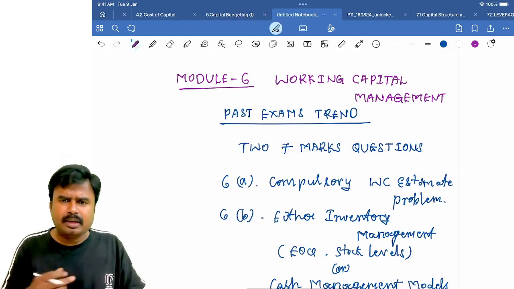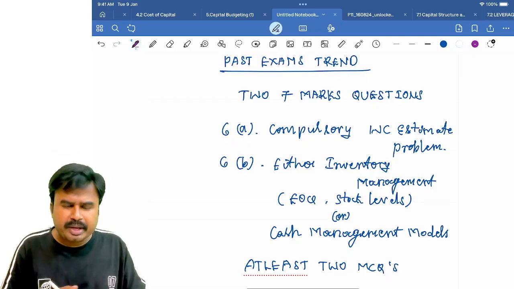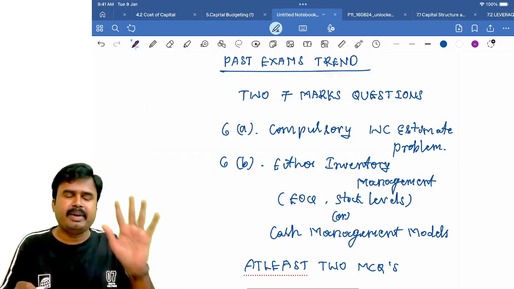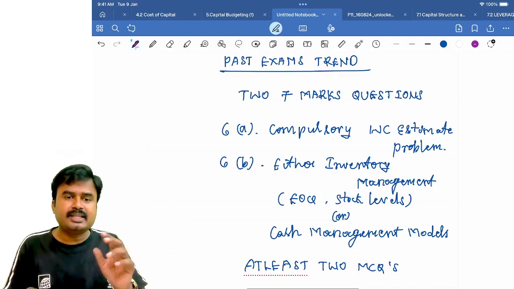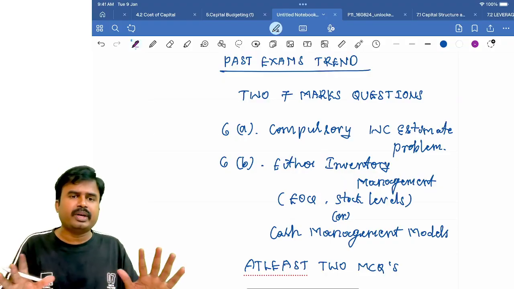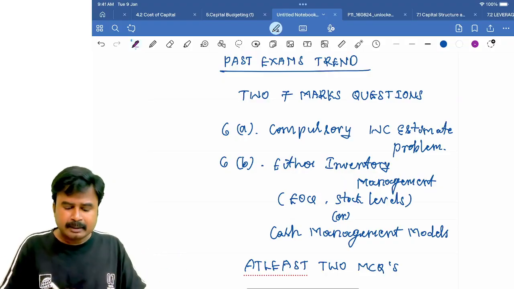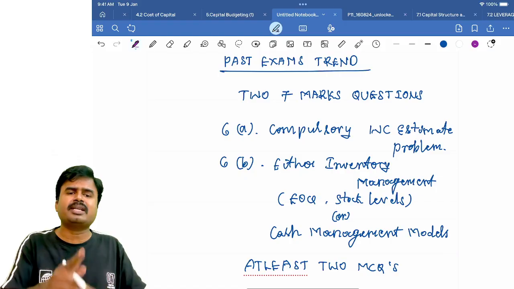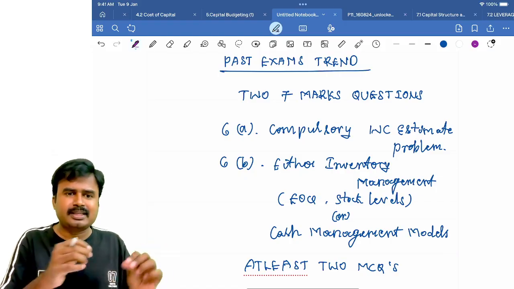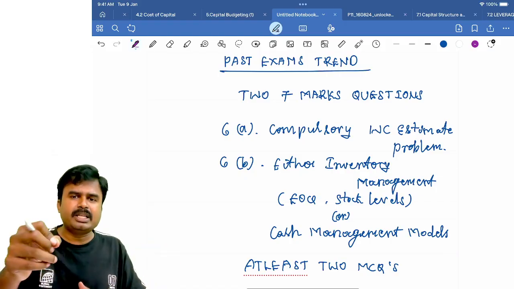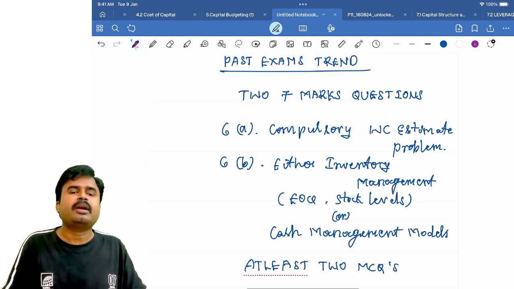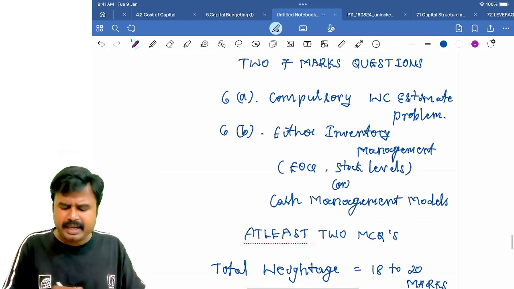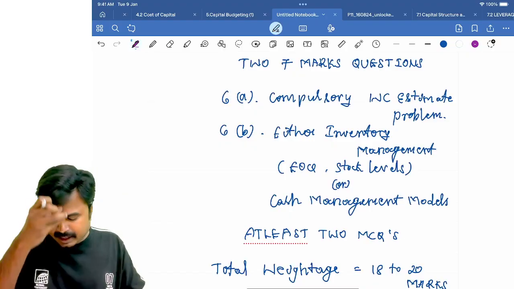The past examination trend for working capital management is showing at least 2 questions of 7 marks, and these are mandatory questions, always 6A and 6B in the past examinations. Always 6A and 6B questions are related to working capital management, and that too, my dear students, the 6A question is completely related to working capital estimate. Always they ask you to calculate working capital estimate under the 6A question. So if you prepare the working capital estimates part in the working capital management chapter, you are sure to get 7 marks.